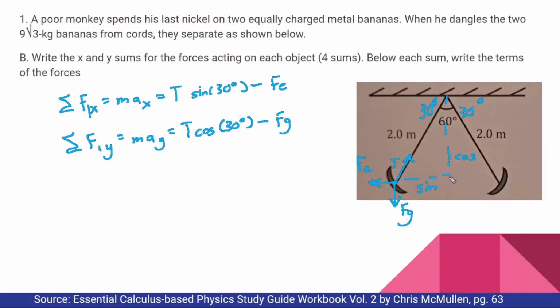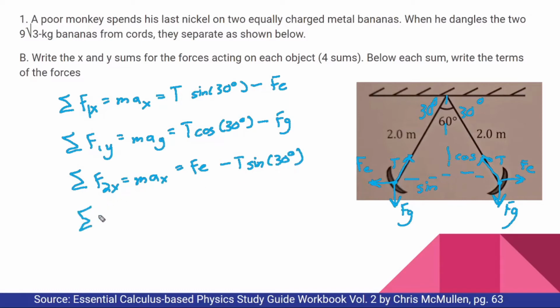Then for the other banana, we have our force of tension going here. We have our electric force going over here, and our force of gravity down here. For that, we have our horizontal forces, like mass times the horizontal acceleration, which would be the electric force minus the product of the tension and the sine of 30 degrees.